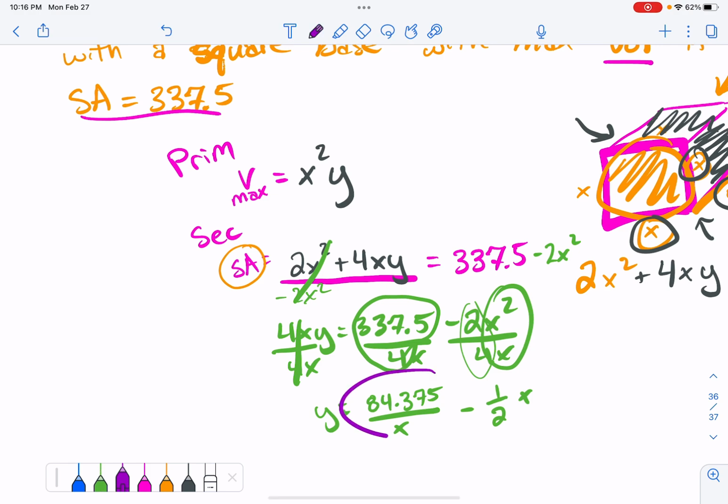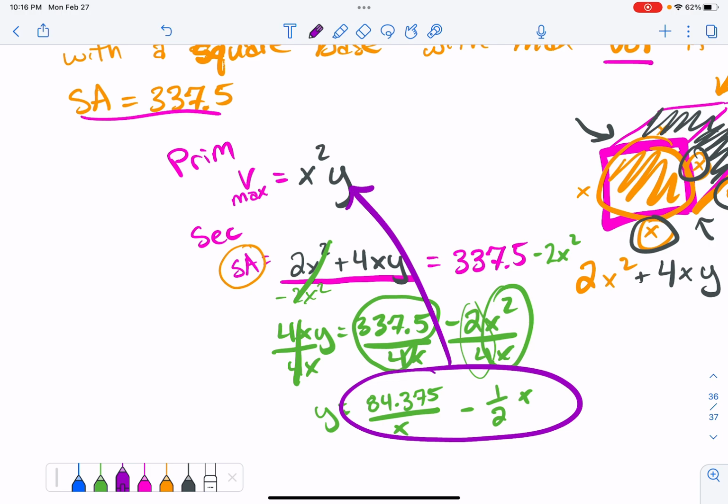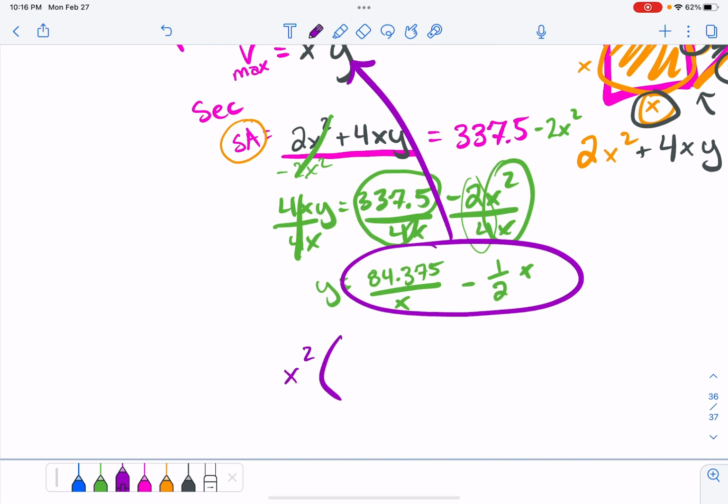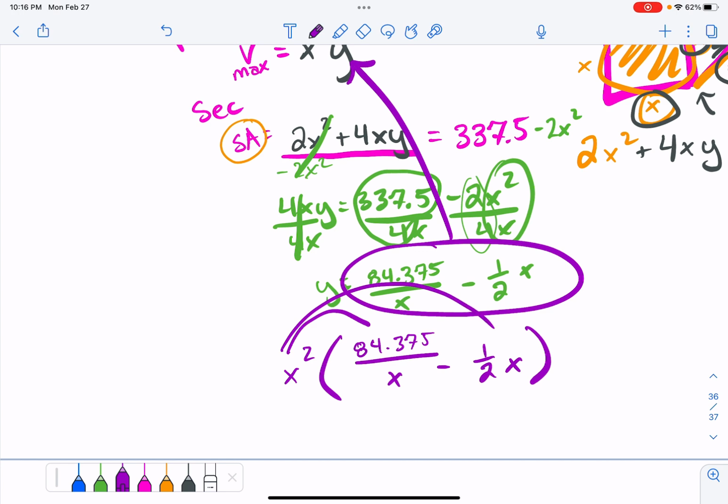All right, now this is going to go in for the y coordinate up here. So I have x squared times 84.375 over x minus 1/2 x. Okay, now this x is in the bottom and this x is in the top, technically. So when I distribute my x squared through, this one will have an x squared on it, and this will be x to the third power. But this x squared can cancel with one of those. So I just have 84.375 x on the top, no x on the bottom, minus 1/2 x cubed. That's how that will work.